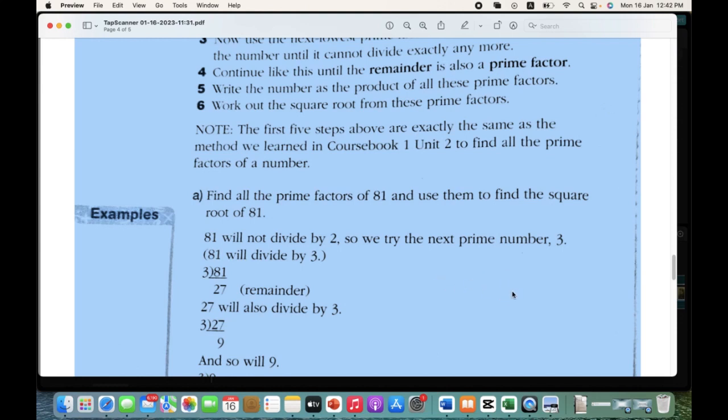3 in 4 places. So 3 times 3, that's 9, right? Then another 3 times 3, that's 9. 9 times 9 is 81. So I have four 3s.